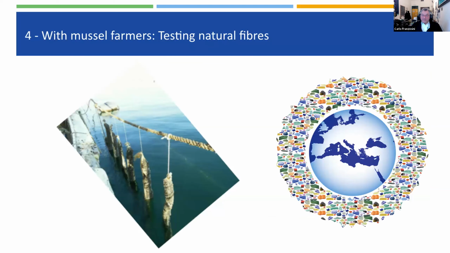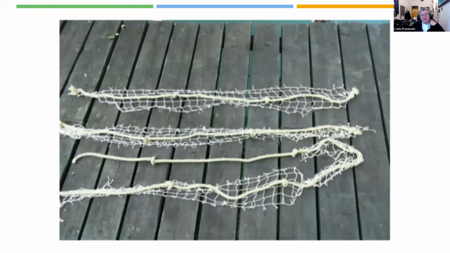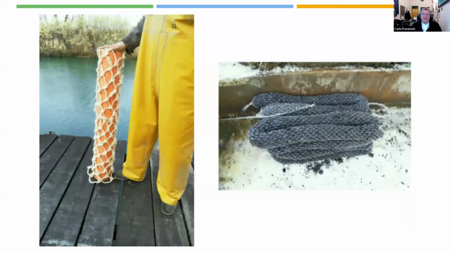The most relevant activity, from my point of view, is testing natural fibers instead of plastic nets. We started an activity using cords and nets made of natural fibers. We tested several materials, agave especially, but also other nets made of several different types of fibers. And we had some preliminary results depending on the time these vegetal fibers are left at sea.